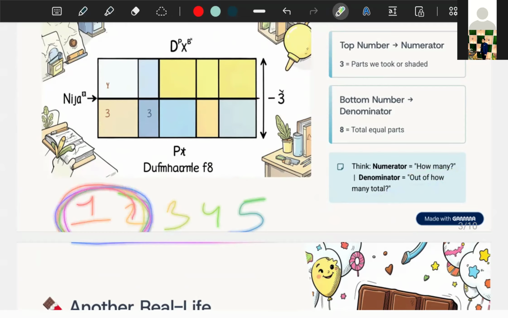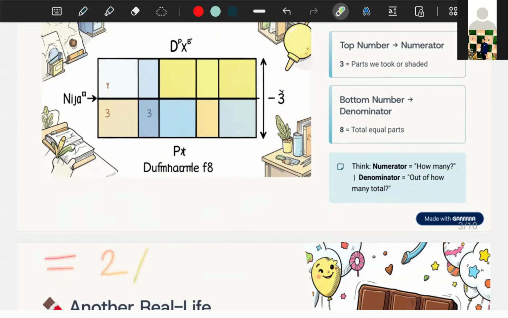3. But I have used 2 and total is 5. So the fraction becomes 2 upon 5. It means I have taken 2 numbers from the 5 numbers. Total is 5, but I have used 2. So 2 upon 5. That is numerator upon denominator. Numerator, the part we have used; denominator, total equal parts present.